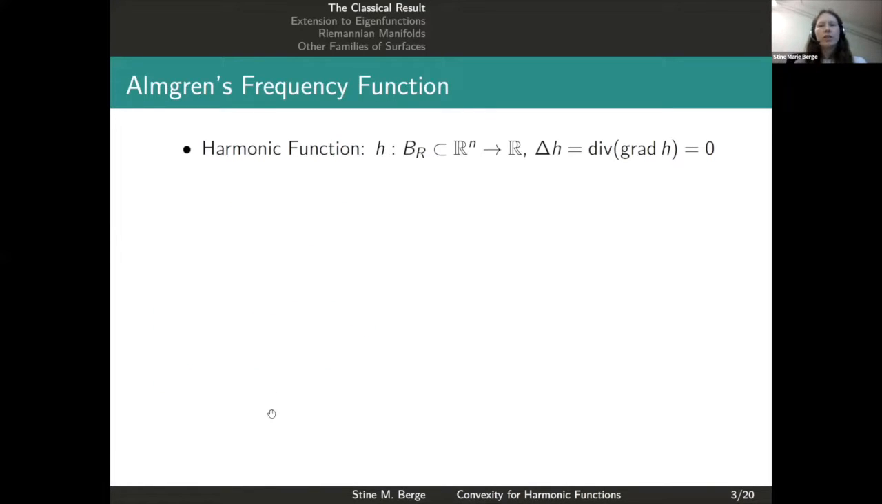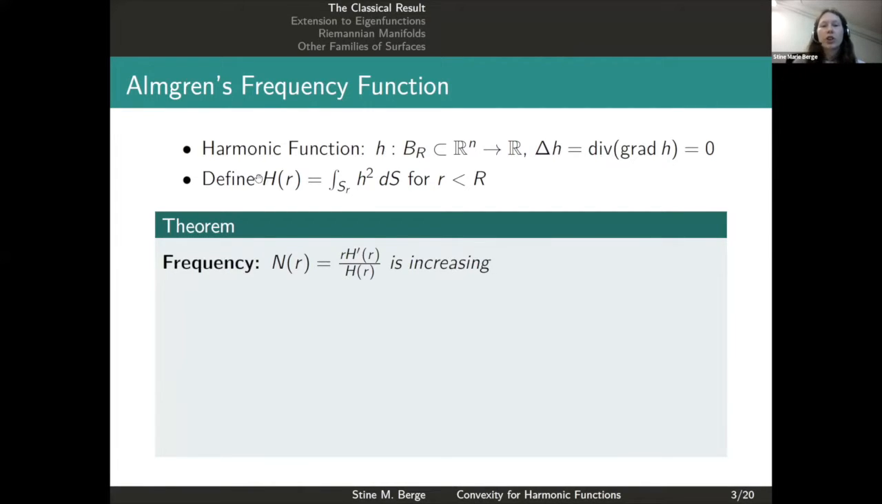Okay, so the first thing is that in this talk we are going to let h denote a harmonic function defined on some ball, in this first part in R^n. Just for convention, I choose the Laplacian to denote the divergence of the gradient, without the minus, in this talk. Then we can look at the L2 norm over growing spheres. And what Almgren noticed was that this function h satisfies the following equivalent relationships.